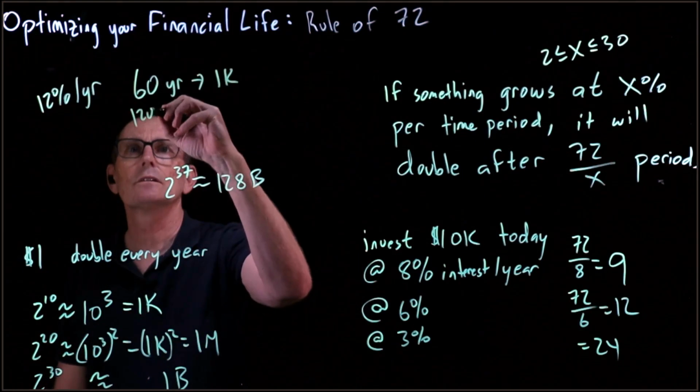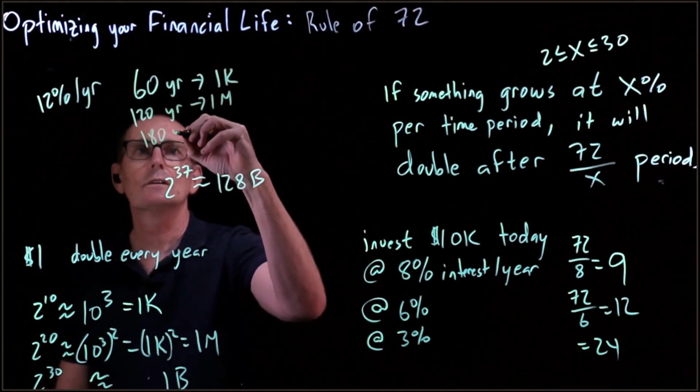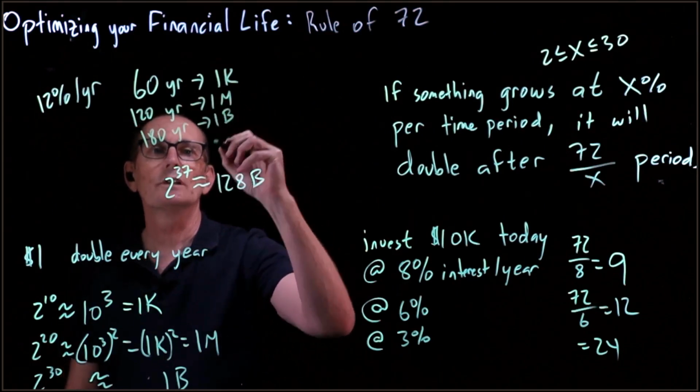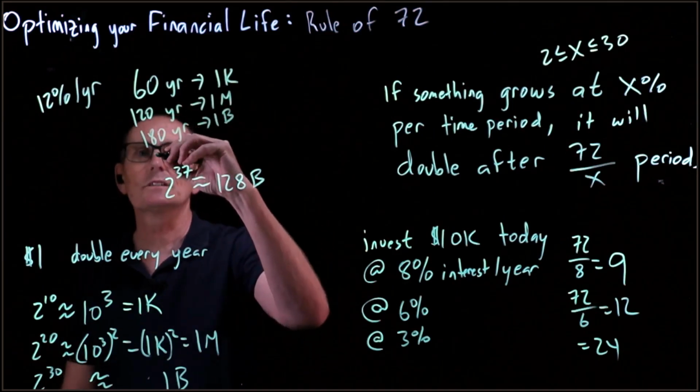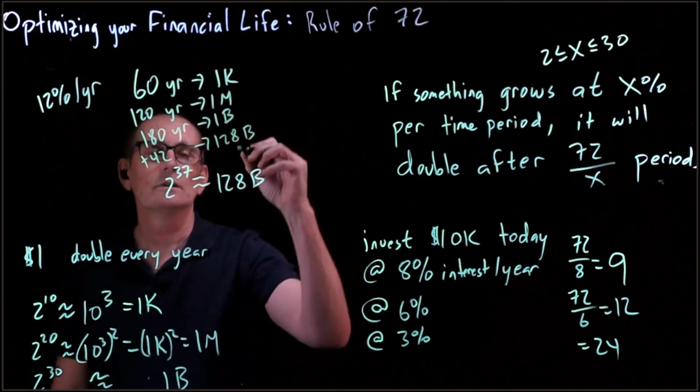Another 60 years to get to $1 million. Another 60 years to get to $1 billion. And then another 7 times 6 years to get to 128 billion.